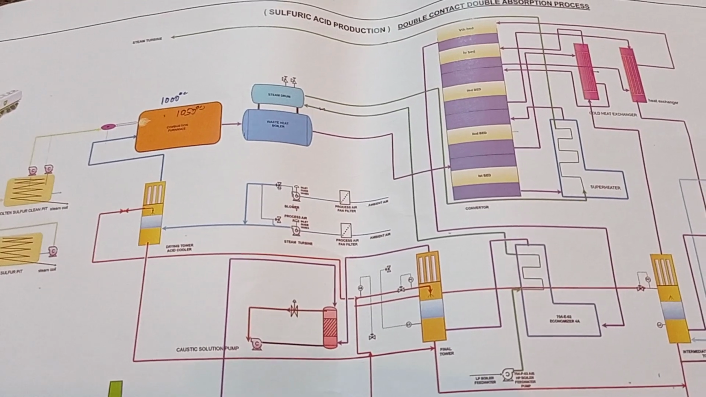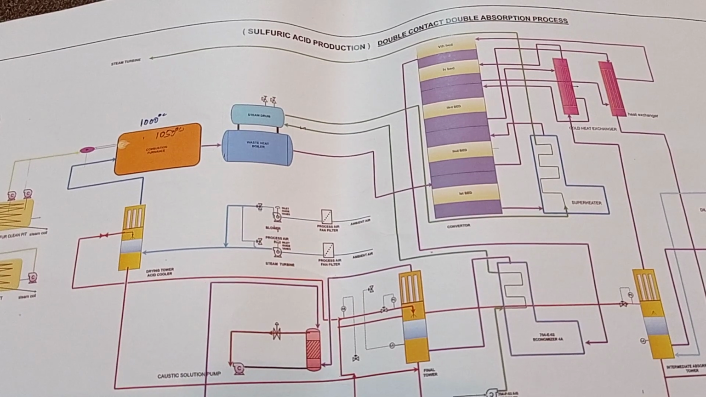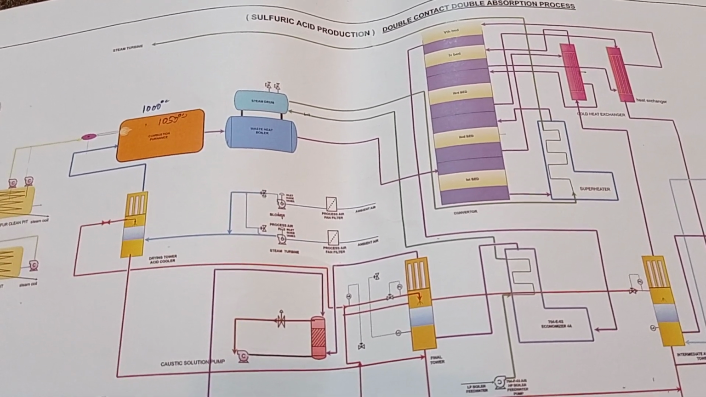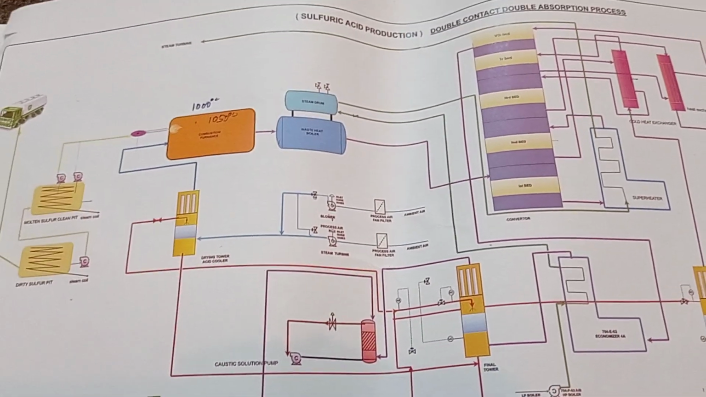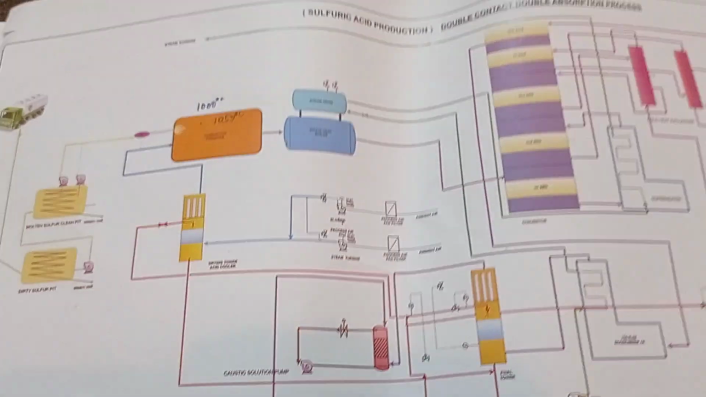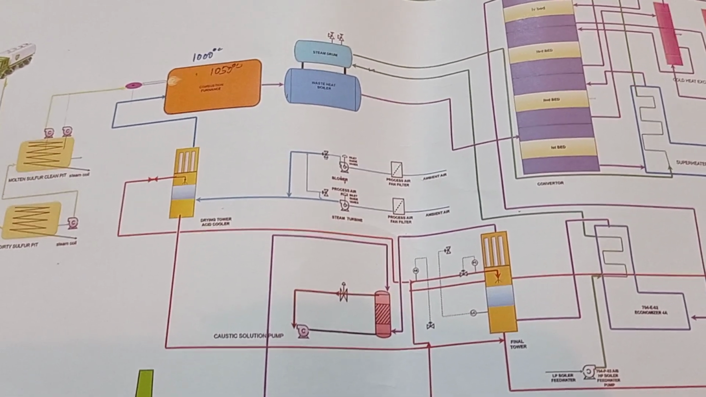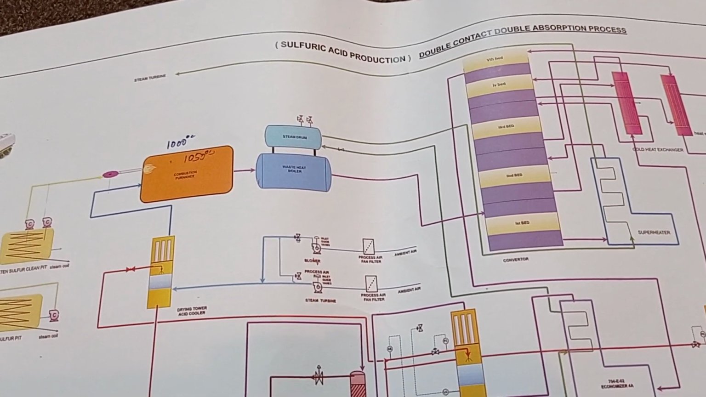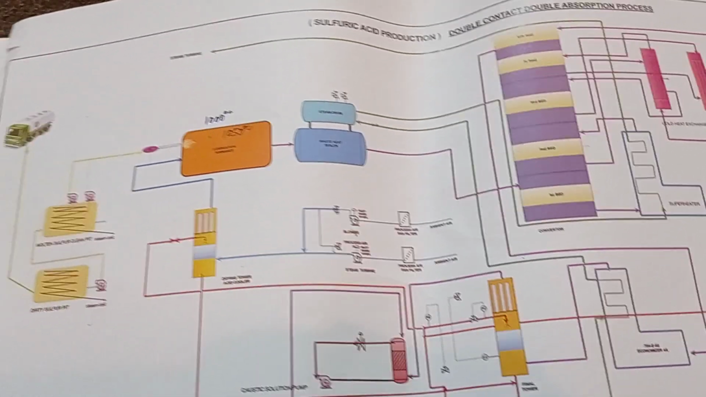In my last video, I posted about the manufacture of sulfuric acid by the DCDA, double contact double absorption process, and the viewers asked me to explain the operating conditions of sulfuric acid. So according to them, today I am going to post a video about operating conditions. Before explaining the operating conditions, I would like to revise the process of sulfuric acid production by DCDA. So let's start.